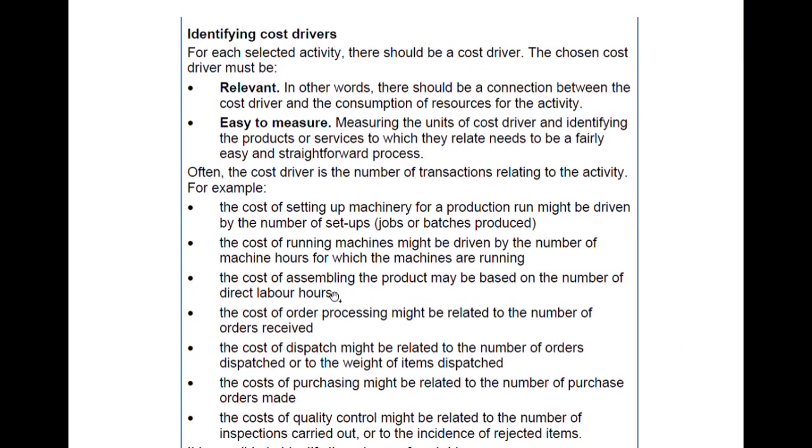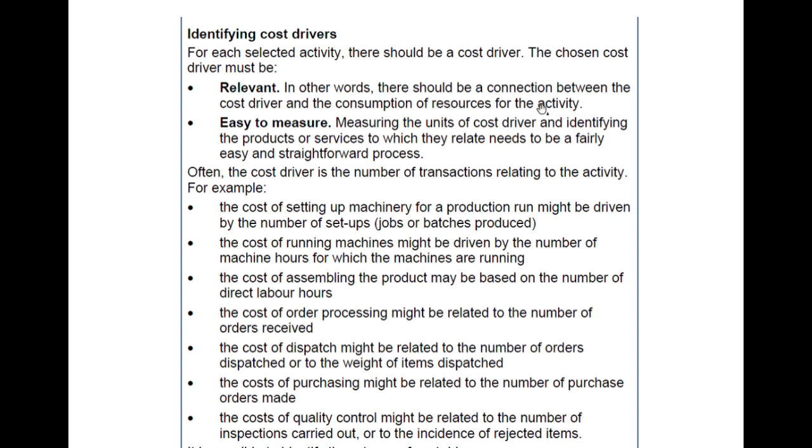So next we have cost drivers. As I said, it needs to be relevant and it needs to be easy to measure. Relevant, why? If you are not making the connection between your cost and that activity, then it would be difficult for you to relate it with the activity and pick up a cost driver. In other words, there should be a connection between the cost driver and the consumption of resources of the activity.